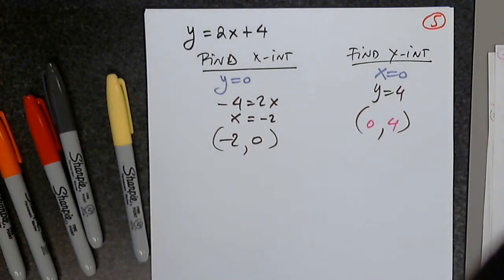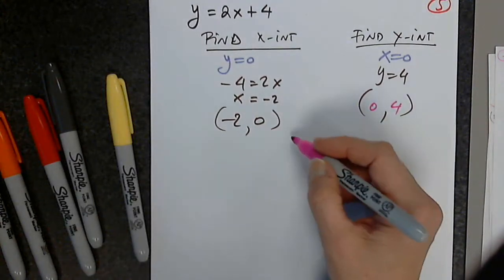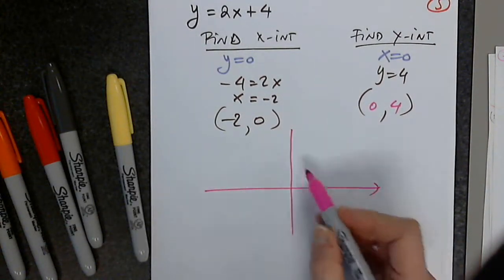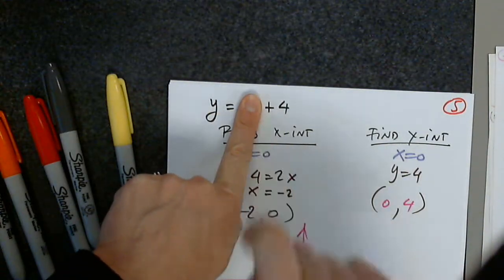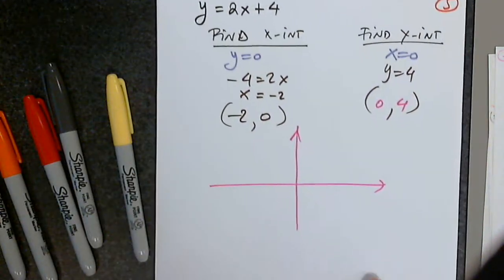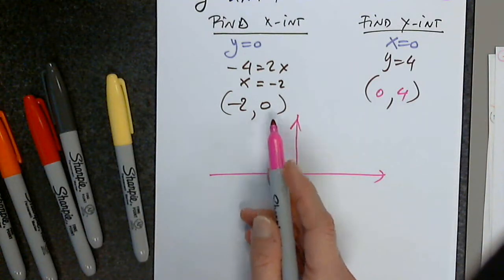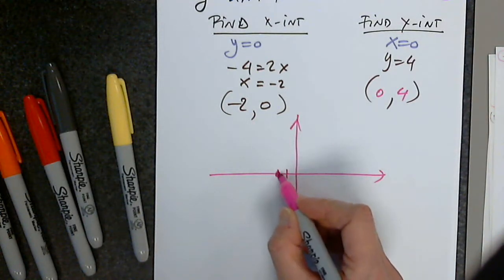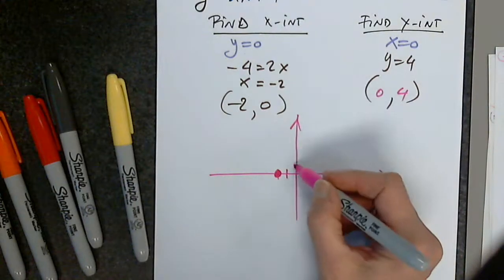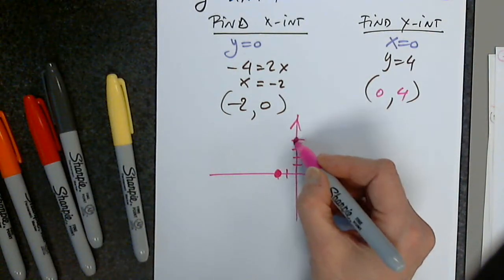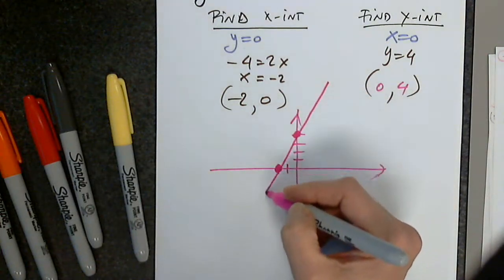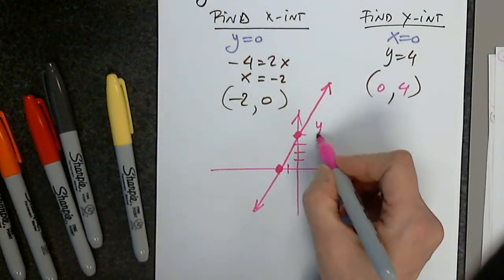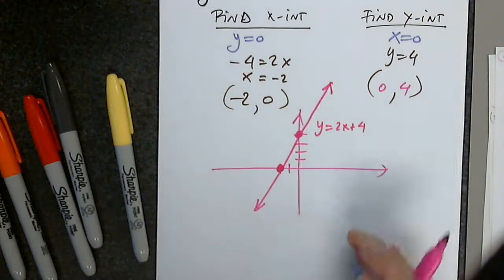Do I need anything else? No. So why is y 4? x is 0, y equals 4. So negative 2 comma 0 is right here. 0 comma 4, 1, 2, 3, 4 is right here. Connect and extend the line. Y equals 2x plus 4.